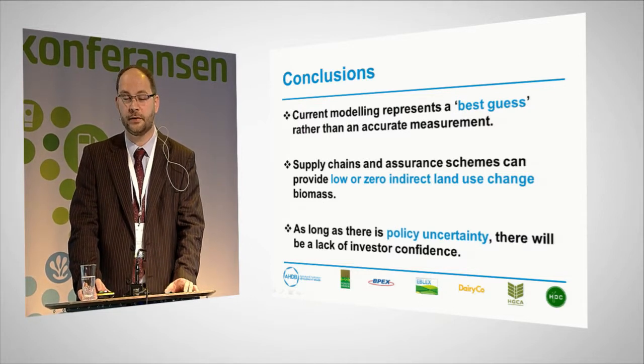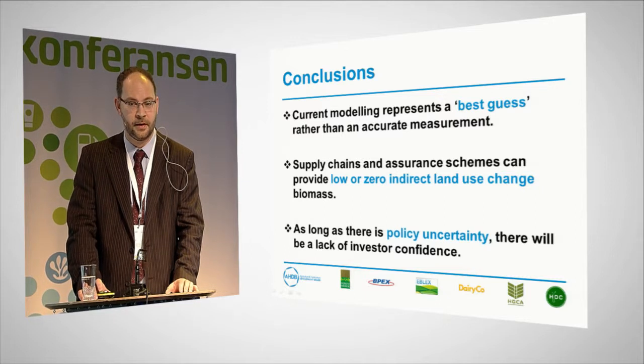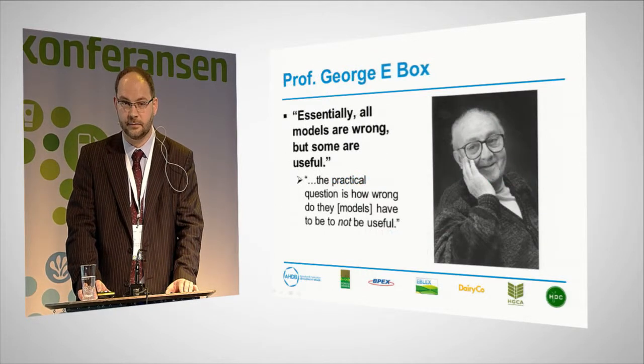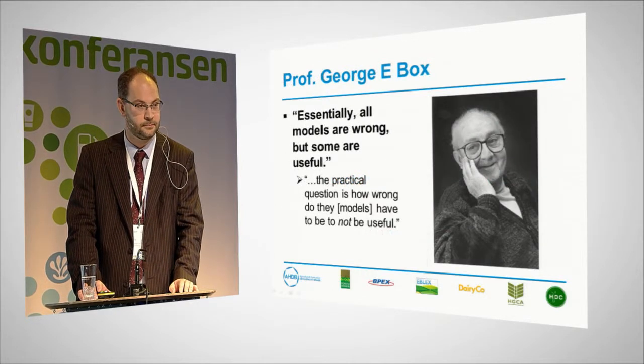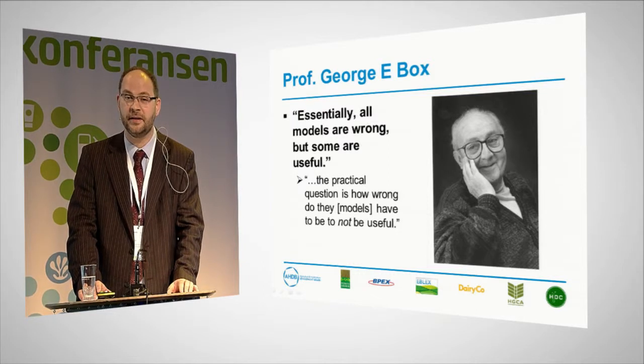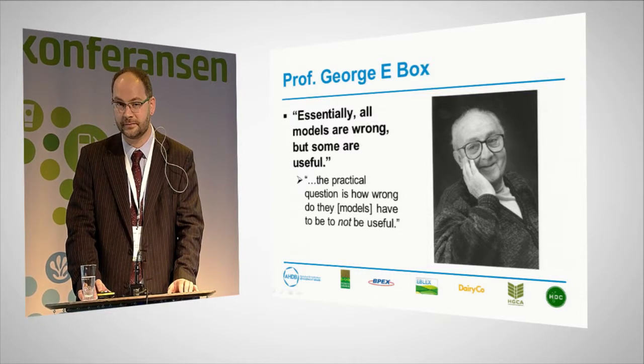I want to leave you with one last thought. I've become a big fan of a man called George Box. Unfortunately, he died last year. He was 95. He was a statistician. So statistically, 95 is not a bad innings. And he had this to say: essentially, all models are wrong, but some are useful. And the practical question is, how wrong do they have to be to no longer be useful?